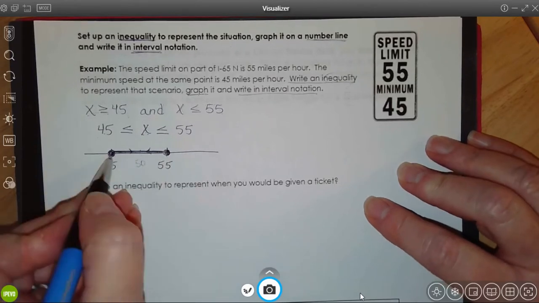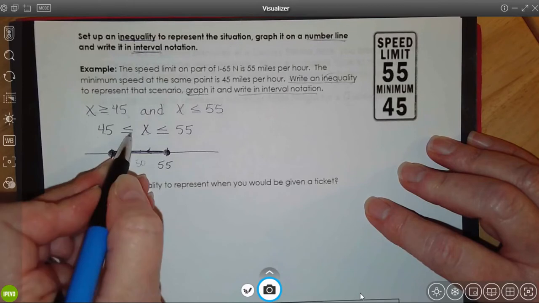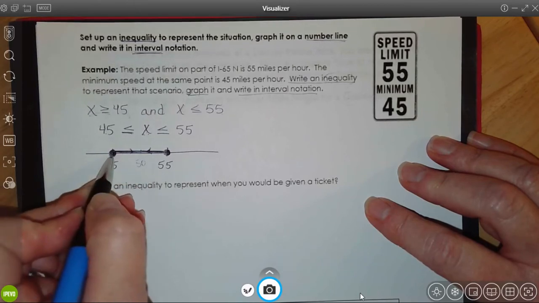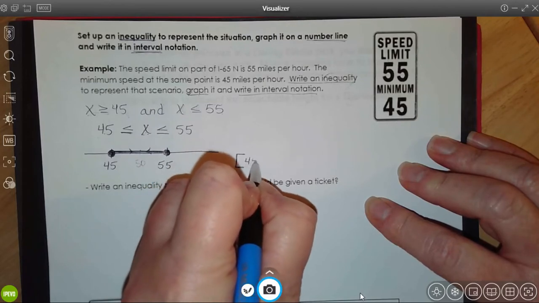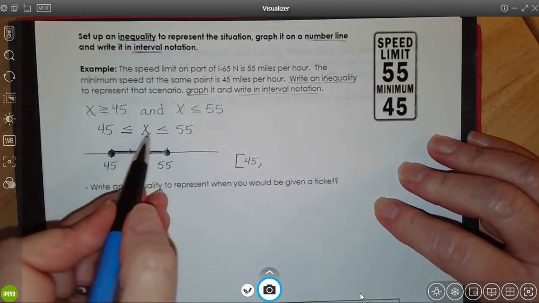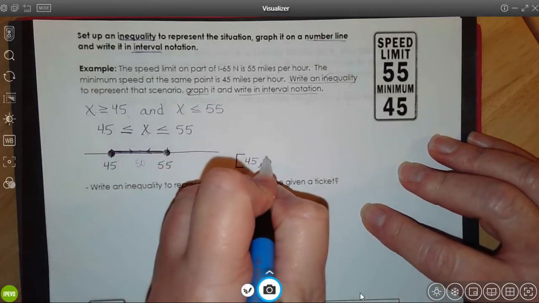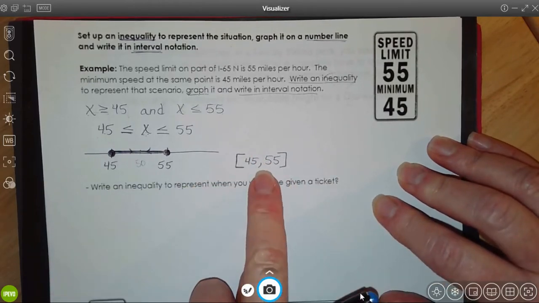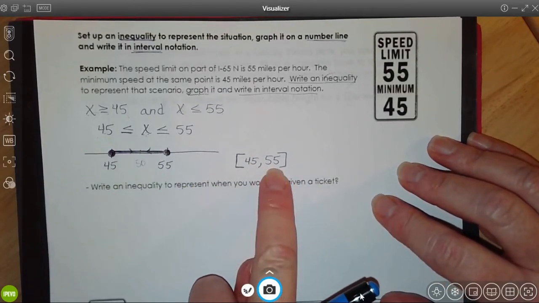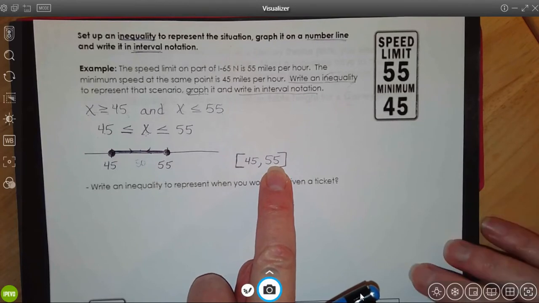For interval notation, I look at the kind of dots that I have. I have a closed dot, or I have an equal sign for my minimum. So I'm going to put a square bracket with my 45. For my maximum speed, I also have an equal sign or a colored in dot, so that will also get a square bracket. Now, this is slightly different because I have two numbers at the end of my interval instead of an arrow pointing to infinity. So this is slightly different.